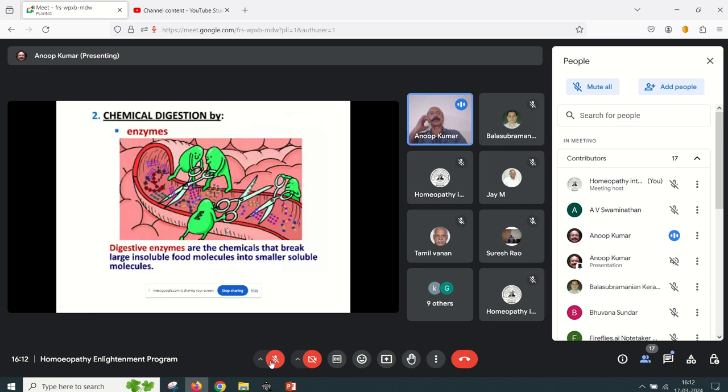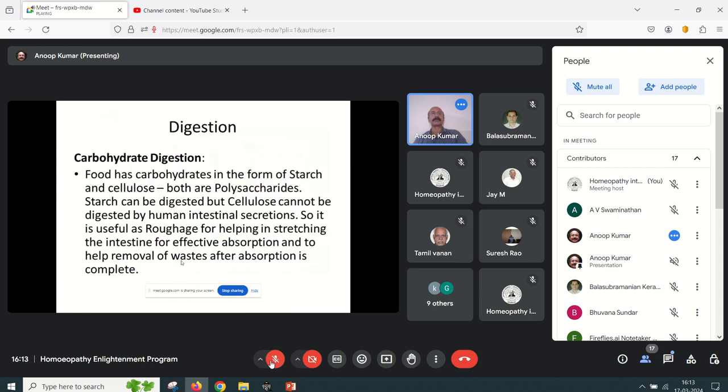Next is chemical digestion. Digestive enzymes are chemicals that break down large molecules of insoluble food molecules into smaller soluble molecules. So the chemicals will be used to break it down further. That is chemical digestion.